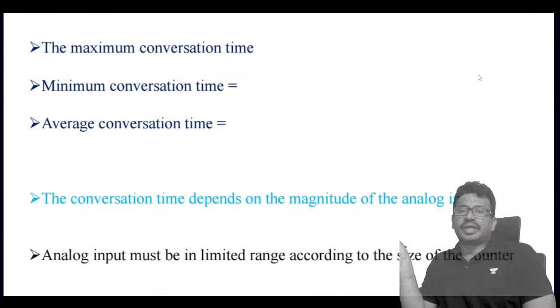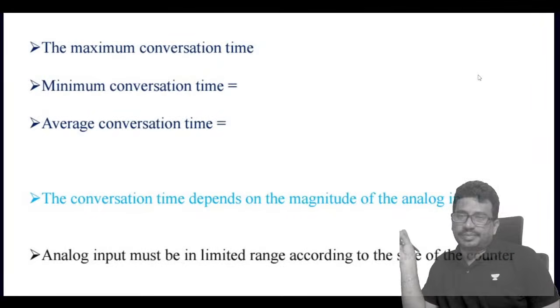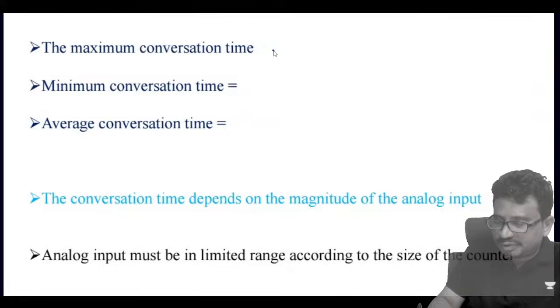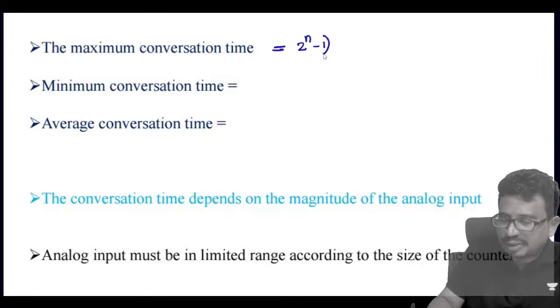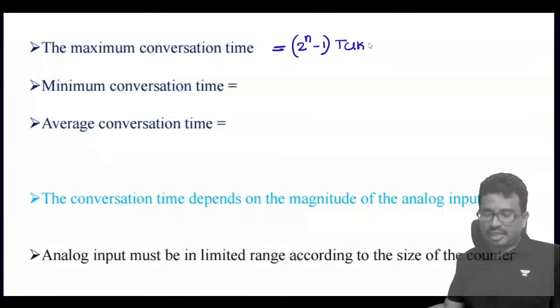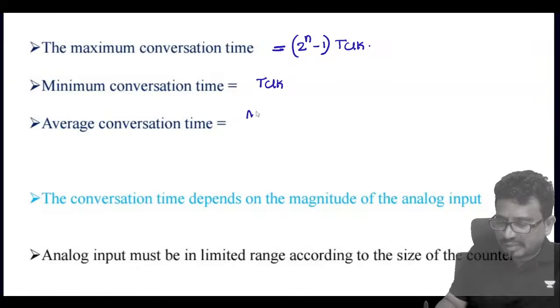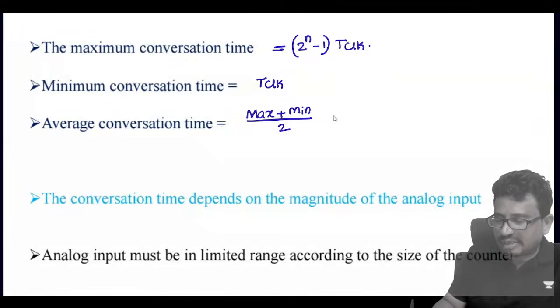So if you see, the maximum conversion time depends upon the analog input. If the analog input given is a larger value, then the conversion time also increases. That is 2 power n minus 1 into t clock. And the minimum conversion time is 1 clock. And average, what can we say now? Maximum plus minimum by 2. That is the average.